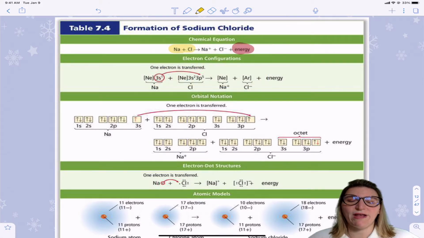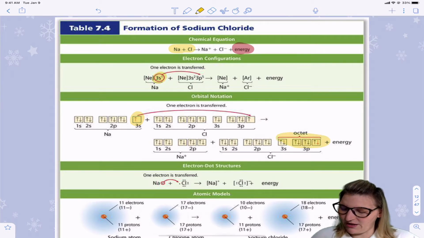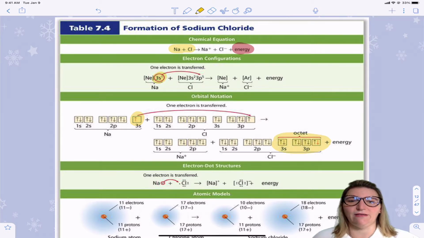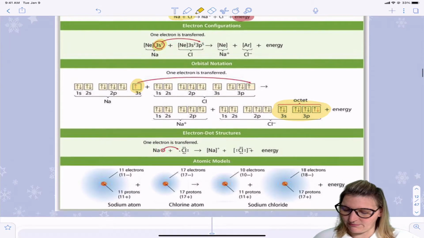So as we go down the graphic here, you can look at their electron configurations and see sodium's valence electron gets transferred to chlorine. Now chlorine has the same electron configuration as argon, a noble gas, and sodium, because it loses one electron, now has the same electron configuration as neon, which is also a noble gas. Here's the orbital diagram, and you can see sodium's valence electron getting transferred, making a full outermost energy level. That full octet is very stable.